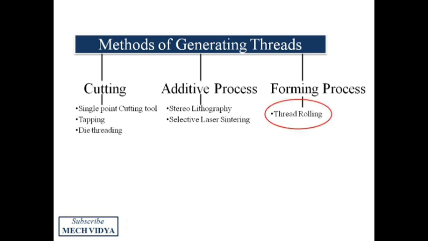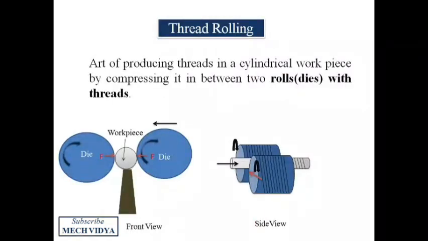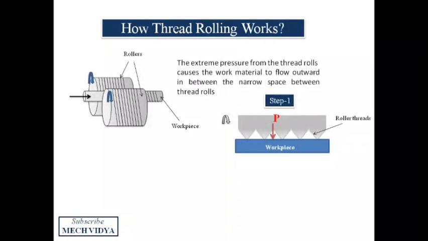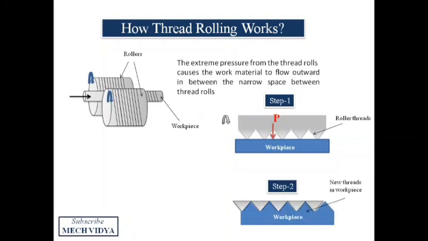So what is the thread rolling process? Here we have two cylindrical dies which have threads already cut around them. One of the dies is stationary while the other die is movable and rotates. The workpiece is kept in between these two dies. Now, due to the pressure from both the sides, threads are formed on the surface of the workpiece.